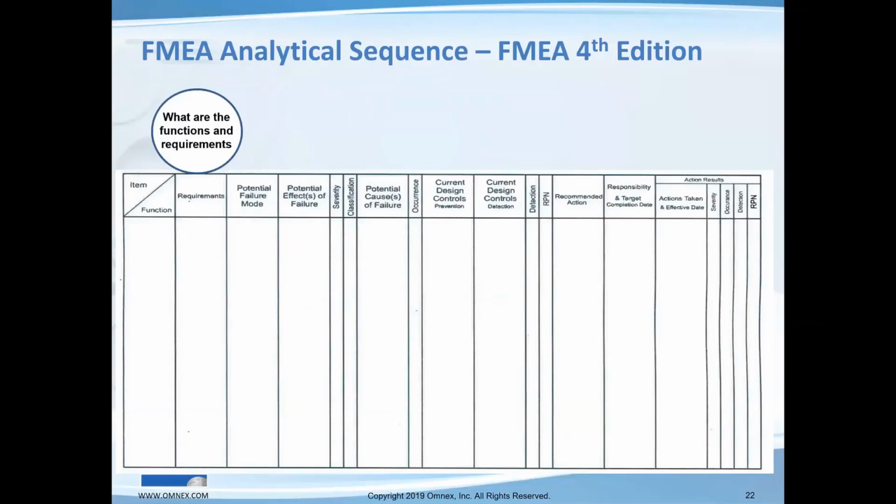So let's look at the FMEA analytical sequence. So you start with the functions and requirements of the focus level in the FMEA, and then you identify what can go wrong, what are the causes. I'll tell you one big difference we're going to talk about in the problems and issues. And this is a key problem for Omnex.